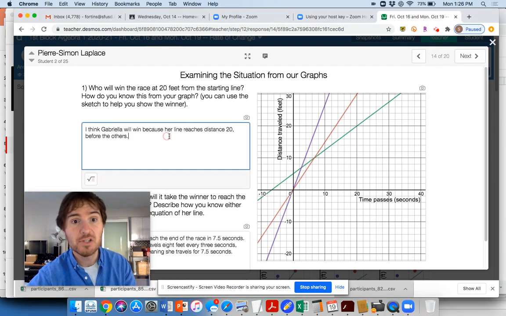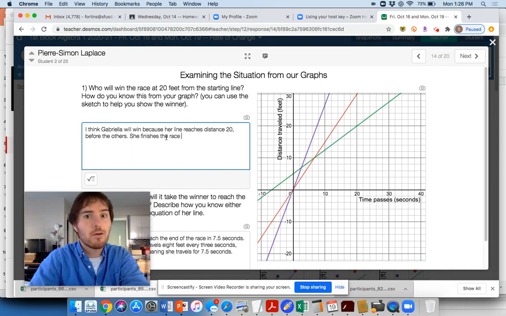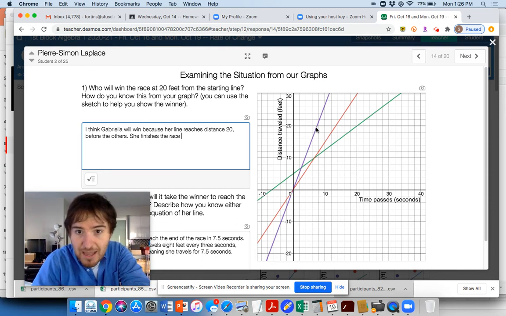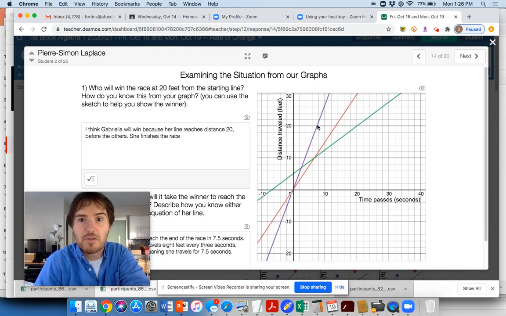So perhaps on this one, I would say she reaches distance 20 before the others. She finishes the race in how long, right? Like why do we know it's faster than the others? Well, here's our time right here. And the purple line, I agree, does get to 20 first. So here's the thing that I didn't see anybody do. I guess you can't really sketch on this one right now. It says you can use a sketch to help you show the winner.